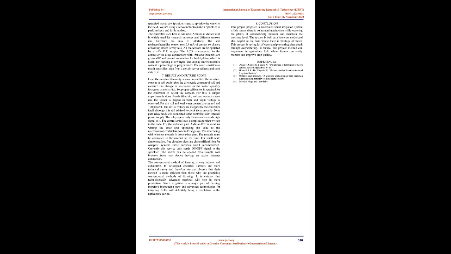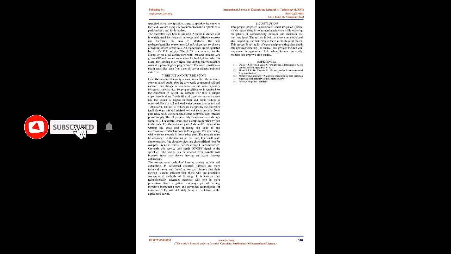We are using a servo motor to make the sprinkler perform back and forth motion. The controller used here is Arduino. Arduino is chosen as it is widely used for research purposes and different sensors and hardware are easy to interface. The soil moisture/humidity sensor uses 0.4 mA of current, so the chance of loading effect is very low.